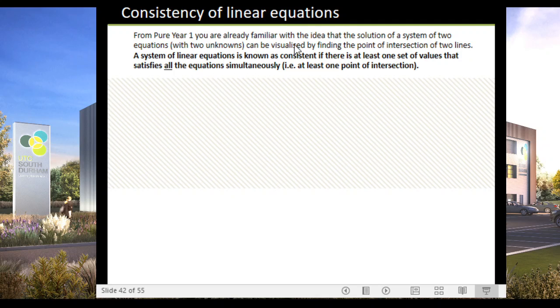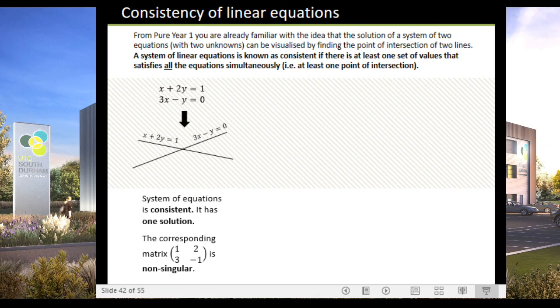From Pure Year 1, you're already familiar with the idea that the solution of a system of two equations with two unknowns can be visualized by finding the point of intersection of two lines. A system of linear equations is known as consistent if there is at least one set of values that satisfies all the equations simultaneously. So we can think of that as at least one point of intersection. In 2 dimensions, that is at least one point of intersection of two lines. In 3 dimensions, it's at least one point of intersection of two lines, or in this situation, we're going to look at two planes.